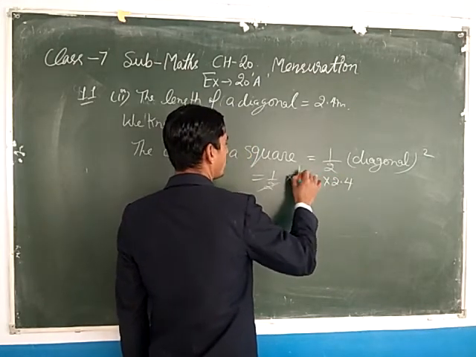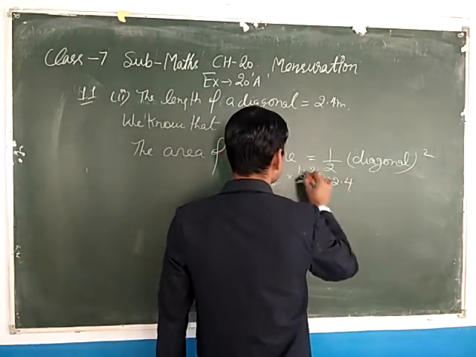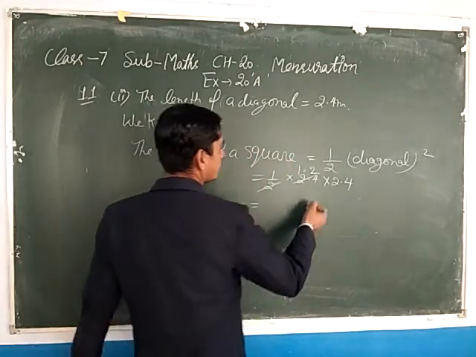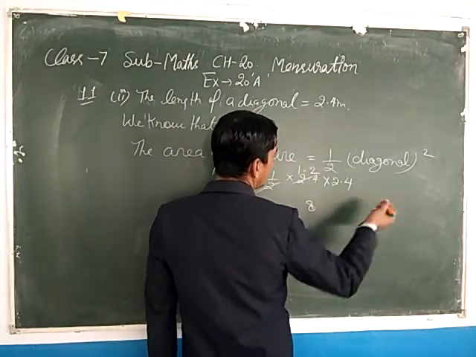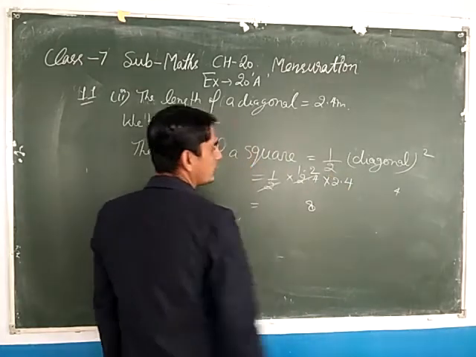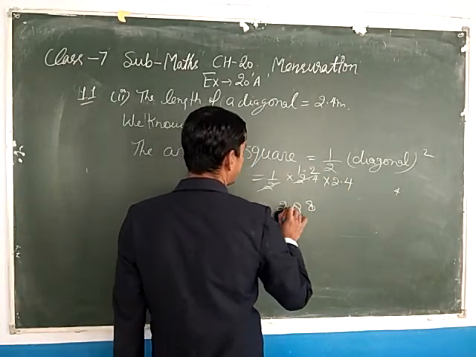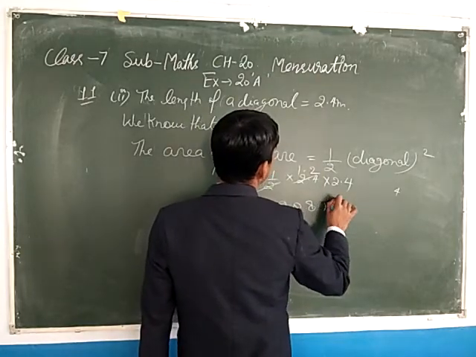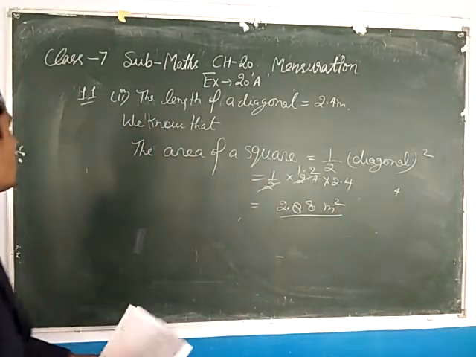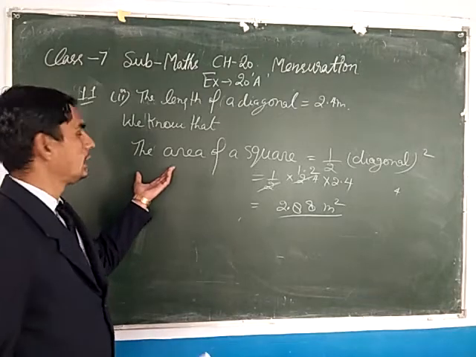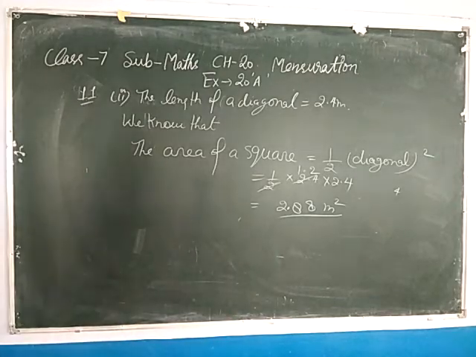So 2 1s are 2 and 2 2s are 4. Okay. So 12 4s are 48, remaining 4. 12 2s are 24, 24 and 4 is 28. After 2 digits we take a point. Meter square. So this is the required answer of this part. Now after this, see the next question, question number 13.